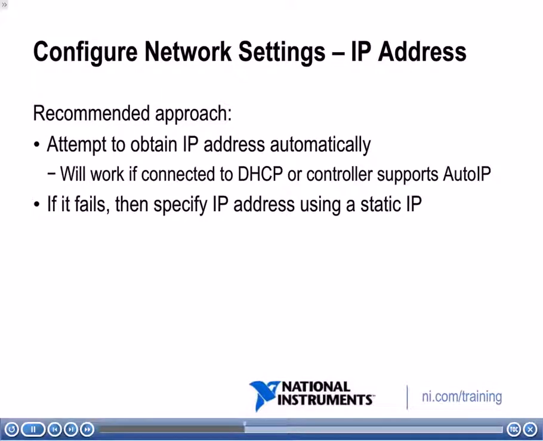For example, if we set the RT target to obtain an IP address automatically, and we connect it up to a local area network, first it'll look and see if there's a DHCP server. If there is one, then it'll automatically get assigned an IP address. If there is not a DHCP server, then it'll automatically default to a link local address. However, if this recommended approach doesn't work, then you can also try to specify the IP address manually by using a static IP address.